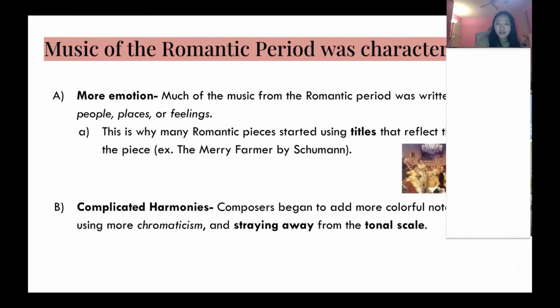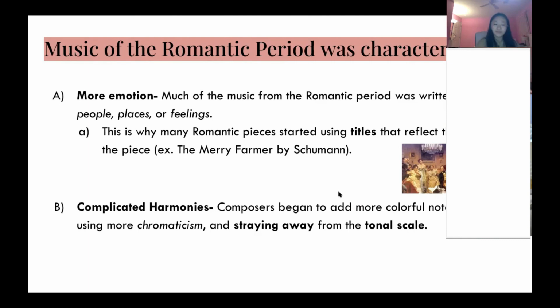Okay, so these are the characteristics. This is what to pay attention to. Music of the Romantic period was characterized by A, more emotion. We already talked about this. Much of the music from the Romantic period was written about people, places, or feelings. So this is why many Romantic pieces started using actual titles that reflect the mood of the piece.